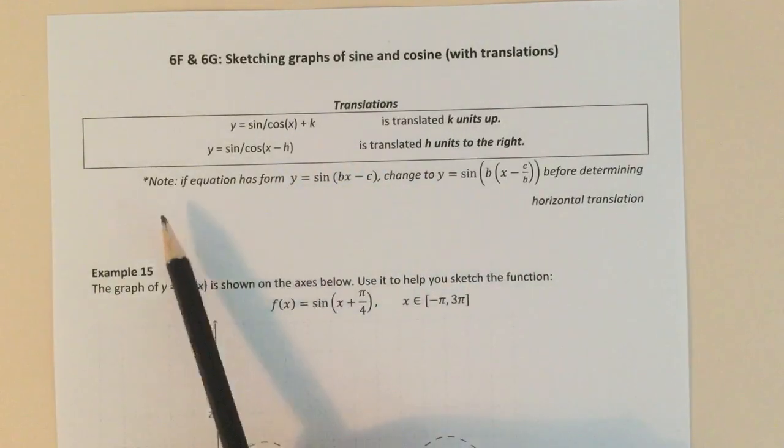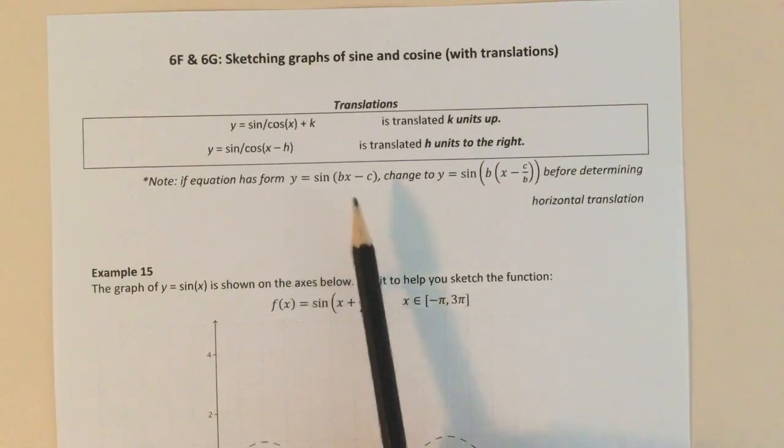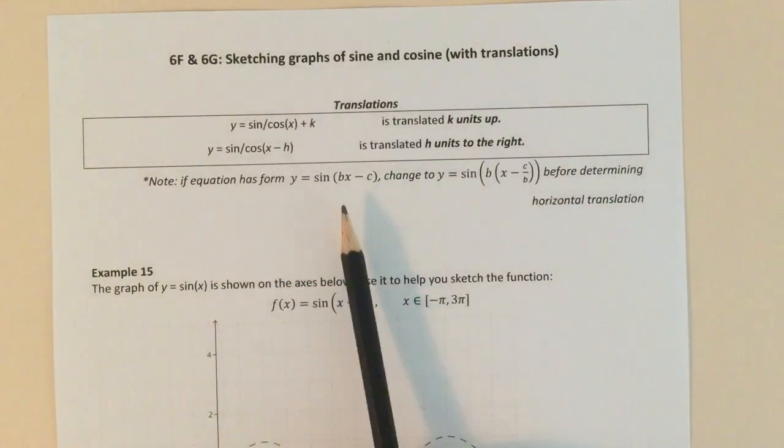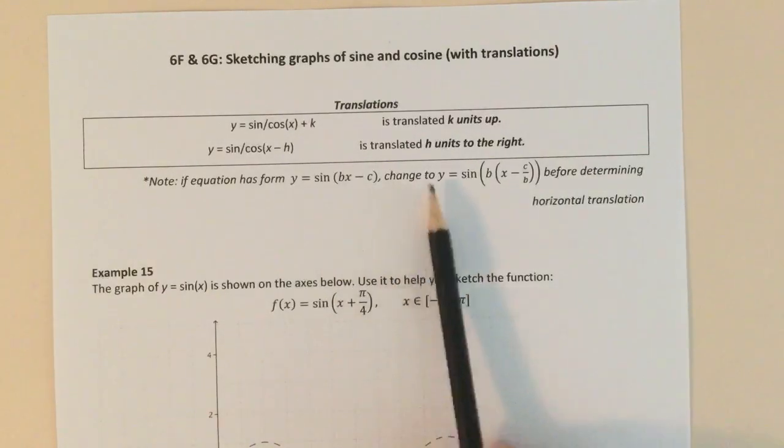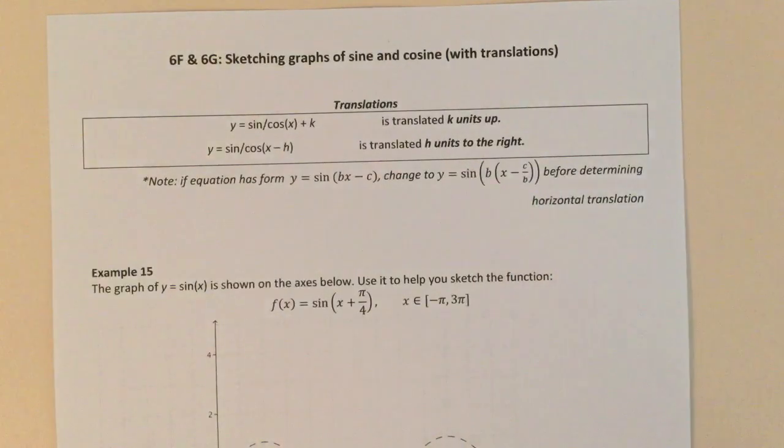Little note here, which will come in handy for some of the trickier examples. If the equation's got a coefficient in front of x that's not 1, so sine of bx minus c, always a good idea to take out that value as a factor so that x has a coefficient of positive 1, and that helps us pick out the horizontal translation. So that's just what that note is about. As I said, we'll come across that when we get to some of the harder examples.